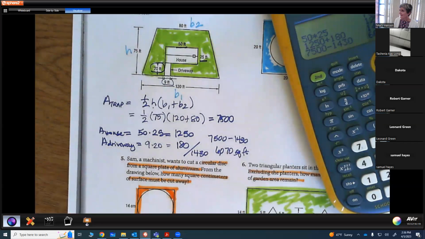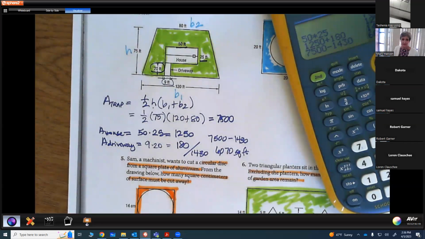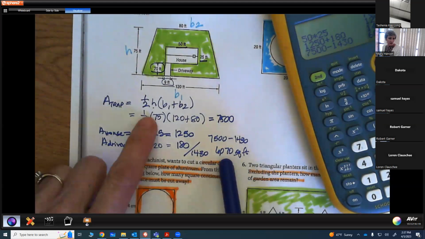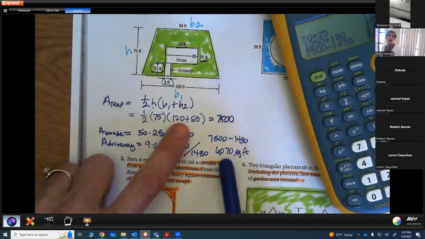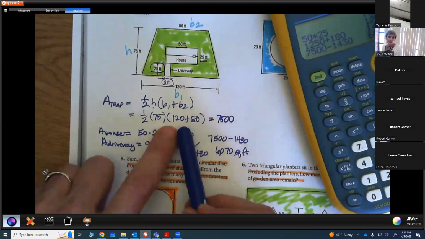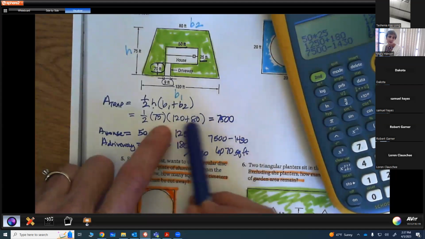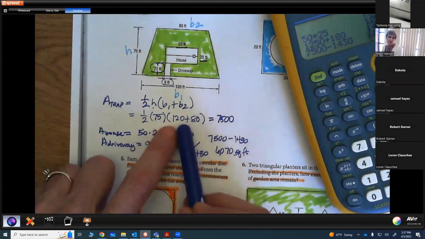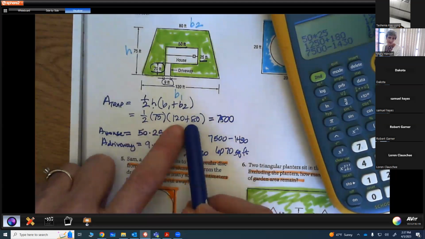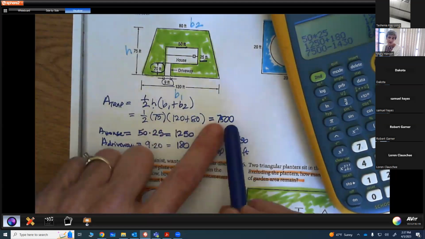I agree, but I got the perimeter instead of the area for the rectangles. I got 1690. Yeah, so it's half of 75 times 80 plus 120. No, the 120 plus 80 is in parentheses. Right. By order of operations, we have to do that addition first. Oh, so that'd be 1/2 times 75 times 200. And that's how you get the 7,500.